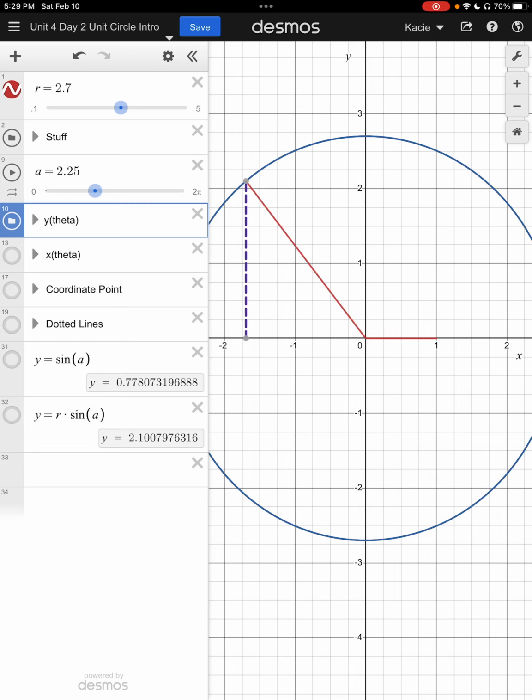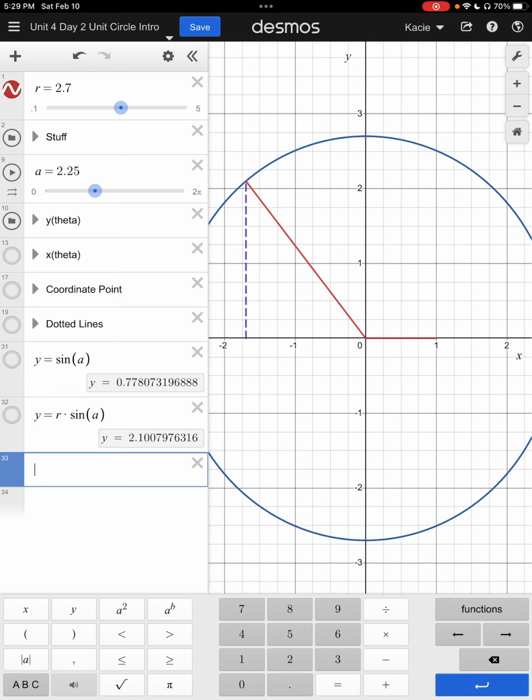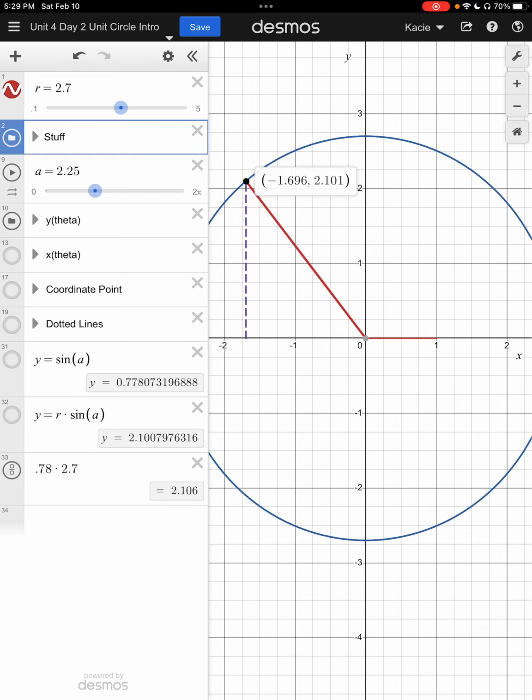Now, the y coordinate is no longer 0.78. The y coordinate is 78% of this radius. So we could find that y coordinate by doing 0.78 times our radius, which is now 2.7. And I've rounded it a little bit, but that's going to be the idea. So it's still 78% of my radius, which is now 2.7, and that y coordinate is 2.101, 2.106, just because of rounding.